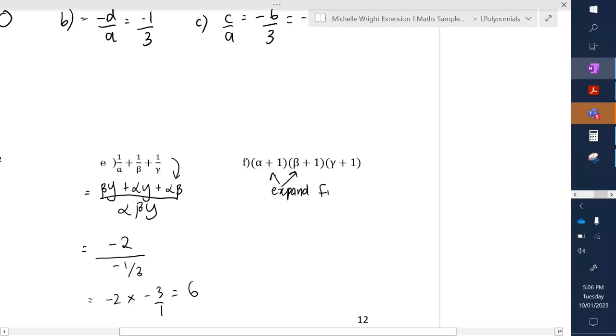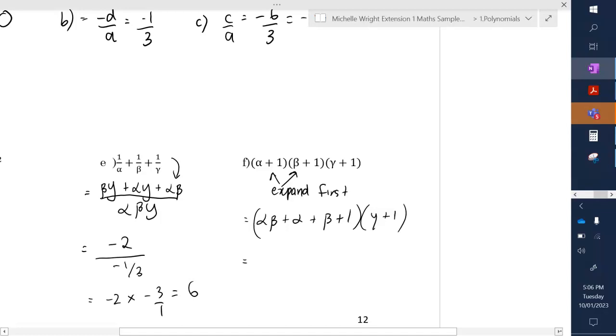And then what we get when we have expanded those two, we can then multiply that by gamma plus 1. So if we were to expand the first two brackets, I'm going to have alpha beta plus alpha plus beta plus 1. So you're just basically foiling that first bracket. So alpha times beta, alpha times 1, 1 times beta, 1 times 1. I'm going to times that by gamma plus 1. And now we're going to FOIL that one.